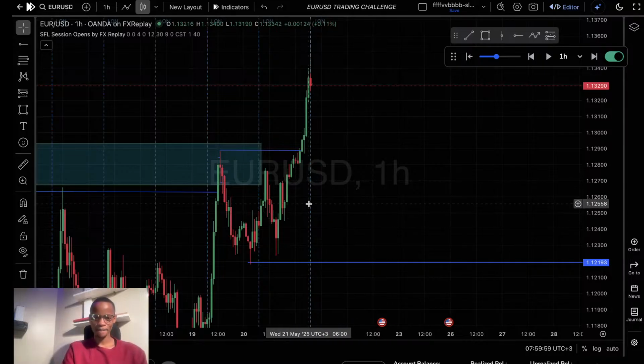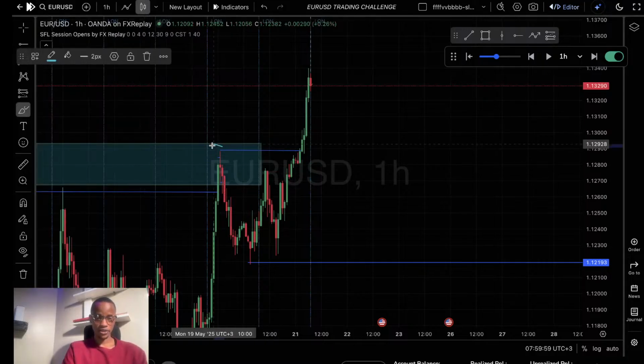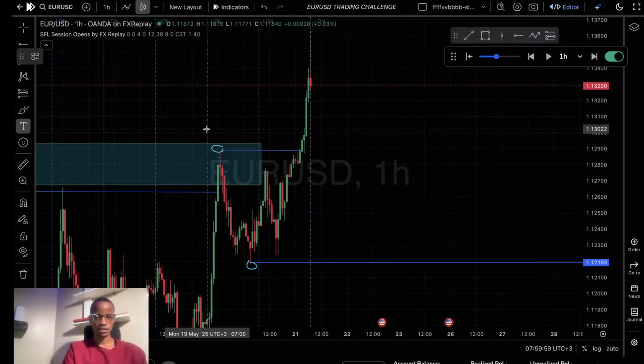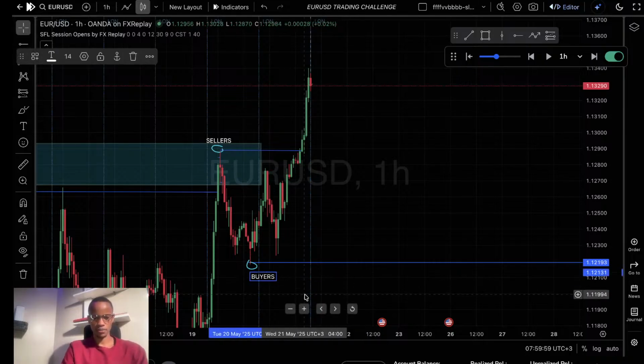Let's go. So we have this new range on the H1 created, and this is how I want you guys to approach the markets. This is how I want you guys to read price. I'm giving you this for free. So this is a high, this is a low. On this high we have sellers sitting here. We do have buyers at this low. We have buyers here.